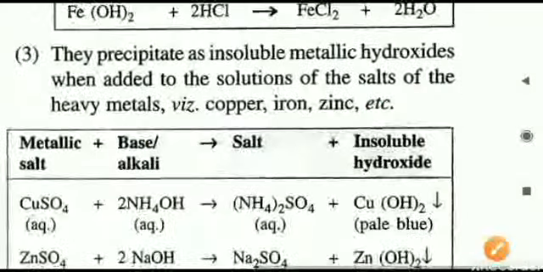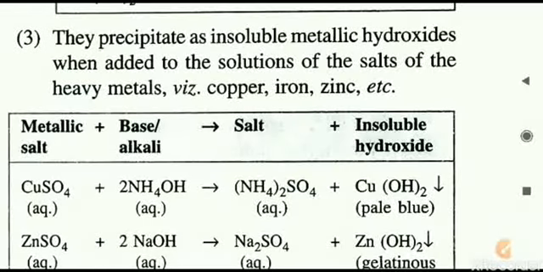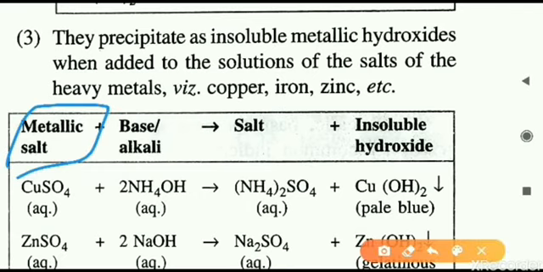The third one is that they precipitate as insoluble metal hydroxides when added to the solution of heavy metals. Here you can see a metallic salt is taken, and when this metallic salt is subjected to reaction with an alkali, that is a water soluble base, then what will we get? We will get a salt and an insoluble hydroxide. It will be more clear now.